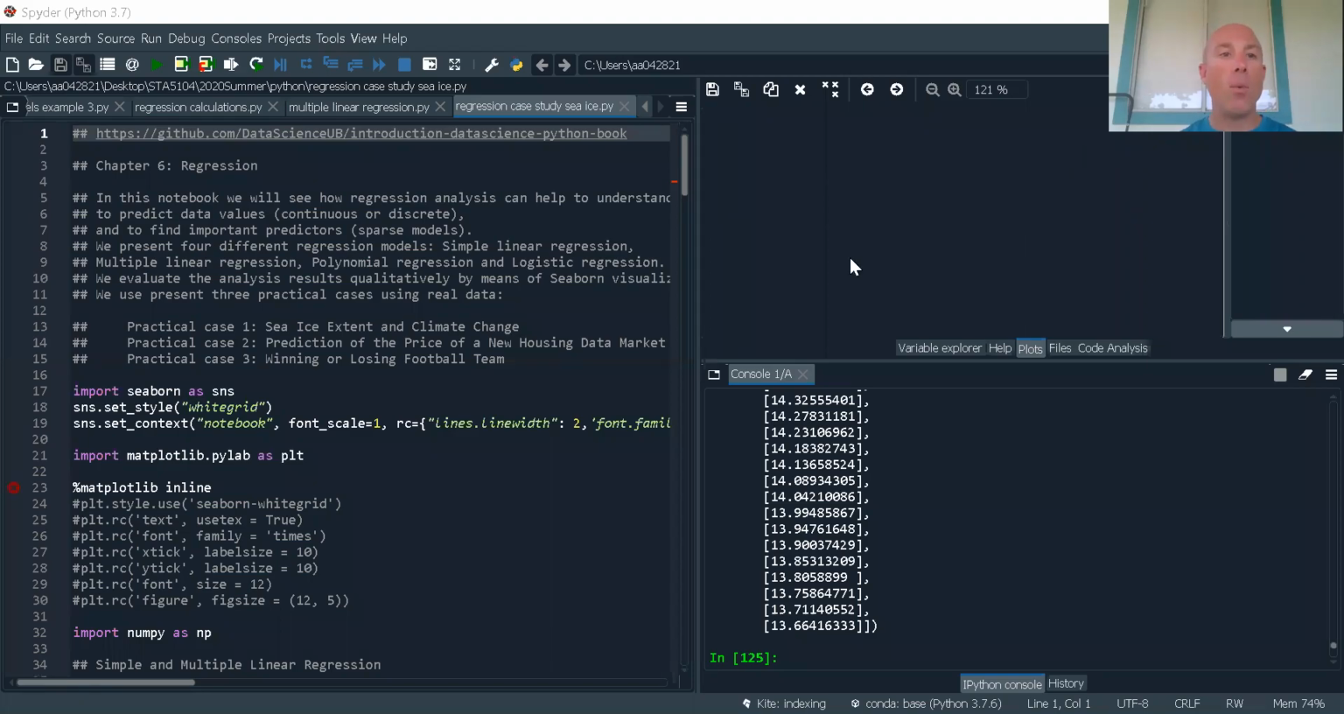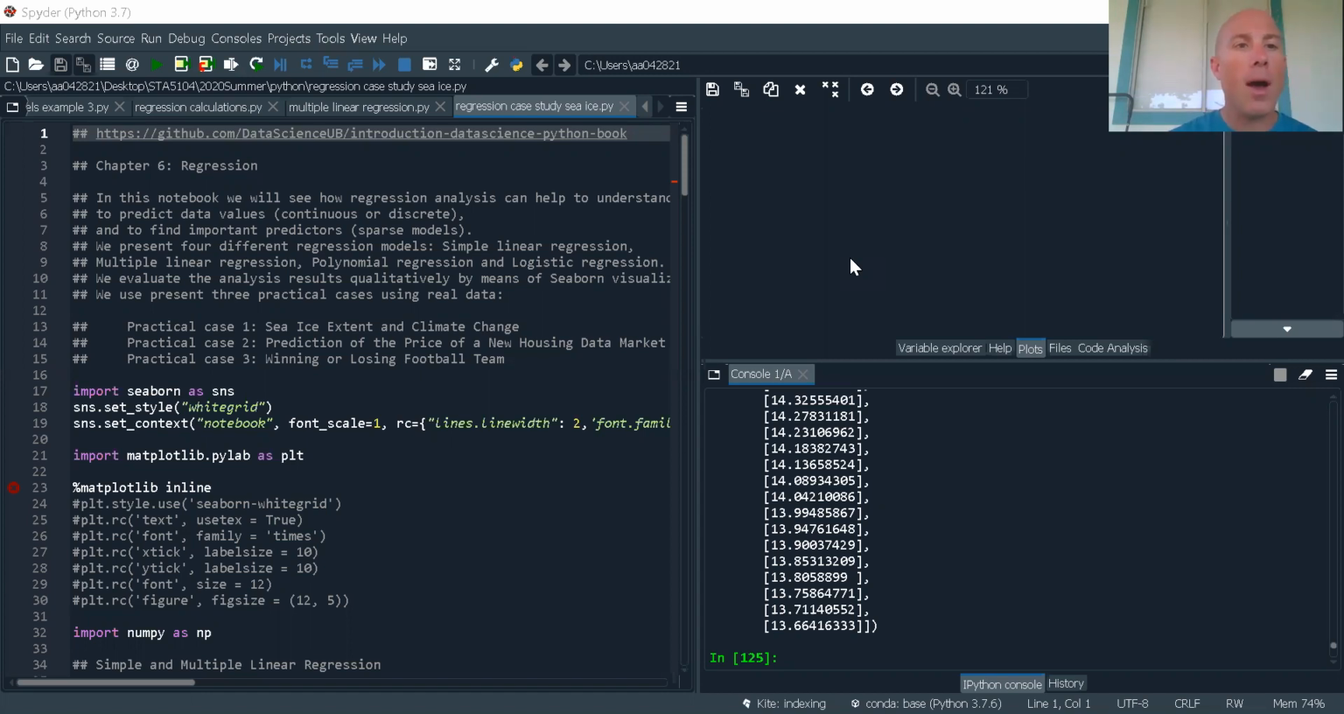Hi, in this video, we want to take a look at a case study with regression. For this case study, we're going to be looking at some sea ice data. There's some issues that come up in this case study that I think are very informative and will help the class understand some aspects of regression that really are not talked about in a textbook sense.